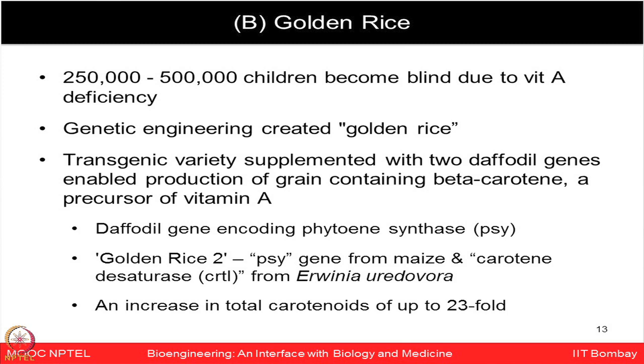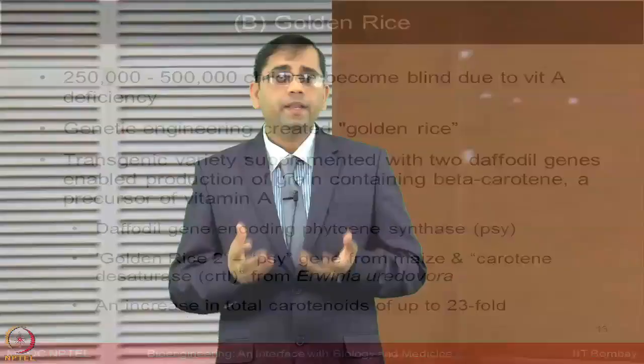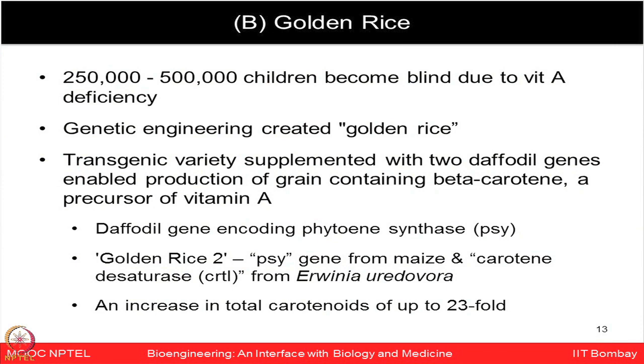Let us come to another very successful example, which is golden rice. We are all aware that a large number of children become almost blind because of vitamin A deficiency. Can genetic engineering provide some solution by creating such rice? One such attempt was made, which is known as golden rice.